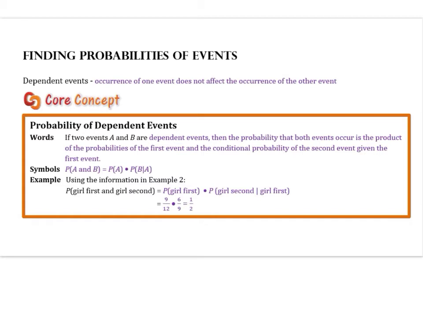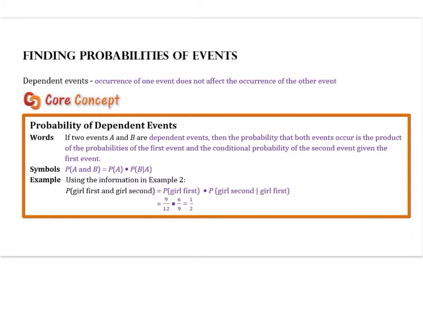If two events A and B are dependent events, then the probability that both events occur is the product of the probability of the first event and the conditional probability of the second event, given the first event. Keywords here, new keywords: conditional probability of the second event given the first event. And notice the new notation, a little bar in between event B and event A. And we are multiplying.